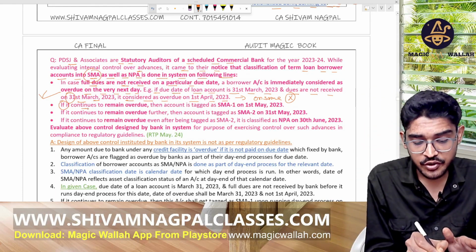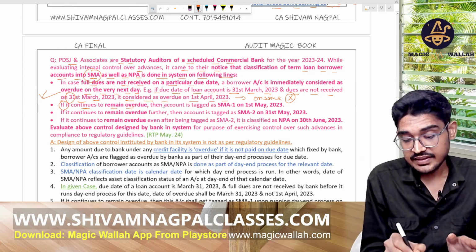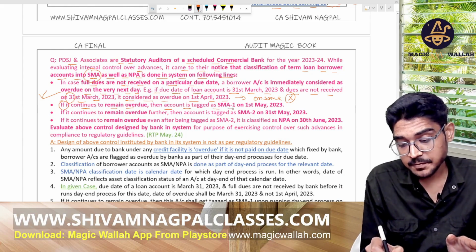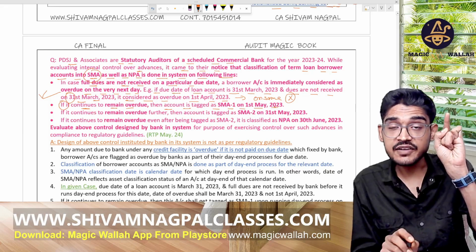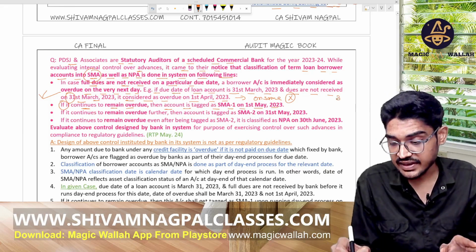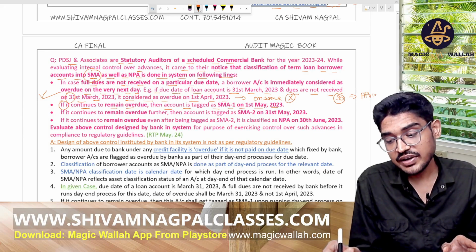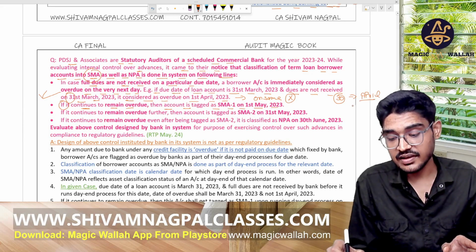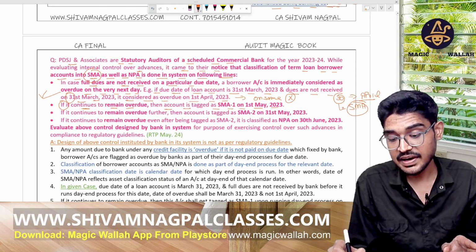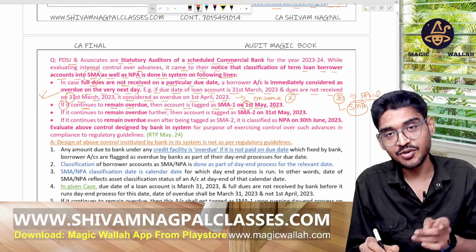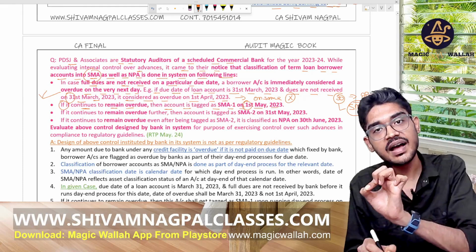So if it continues to remain overdue, then the account is tagged as SMA1 on 1st May. It became overdue on 31st March and the 30 days end on 30th April. So it will become SMA1 on 30th April. But they are making it on 1st May, on the next day. Again, wrong treatment. It becomes SMA1 on the 30th of April.